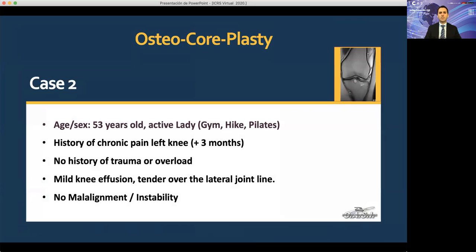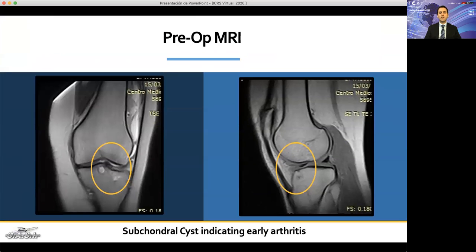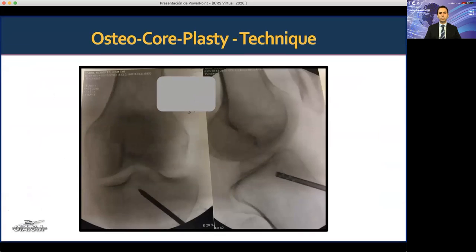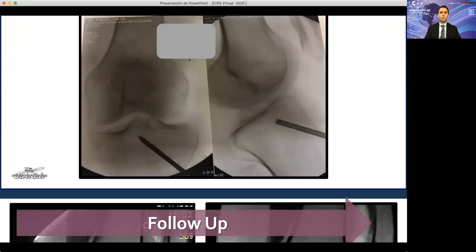Finally, another case, a lady very active, 53 years old, with a history of chronic pain, no trauma, no overload, mild knee effusion, tender over the lateral joint line with no malalignment and no instability. This is the pre-op MRI showing a subchondral cyst indicating an early OA. The subchondral bone treatment under fluoroscopy.